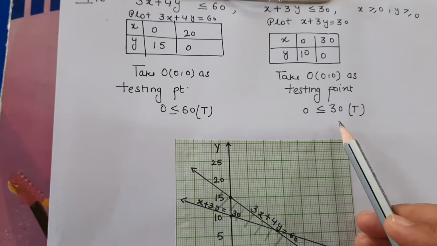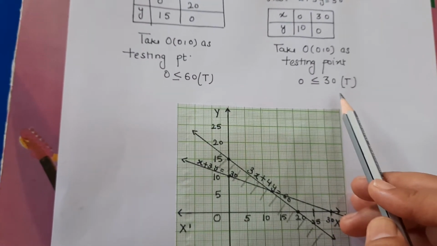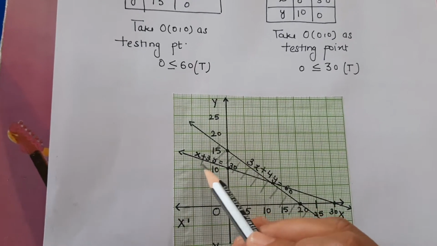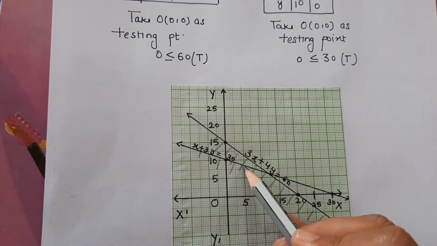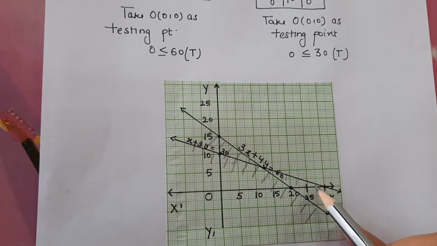Again take origin as testing point. You have 0 here less than 30, less than or equal to 30. True? If it is true, that means its region will also be towards the origin. Now region of both inequality is towards the origin.